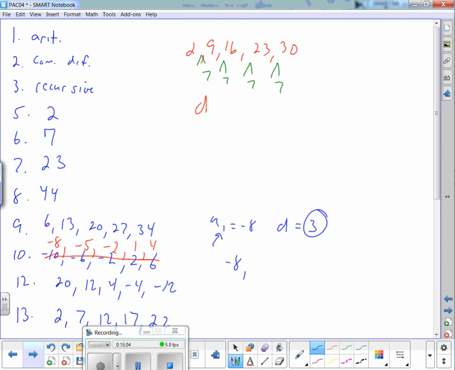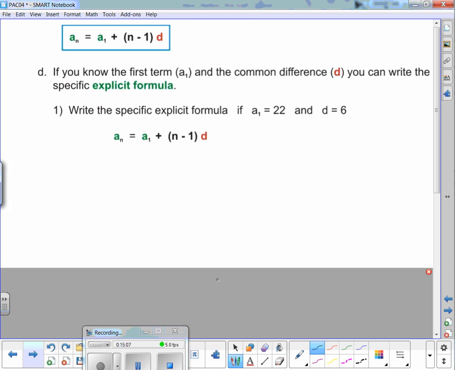All right, let's turn the page here. I'm going to speed up a little. Okay, so there's our explicit formula again. So D says if you know the first term and the common difference, you can write the specific explicit formula. All right, so here again, we're going to write a formula now. But we want the specific explicit formula for this sequence. Got it? We want to make it apply to this sequence. And really, what you simply do is sub in A sub 1, and sub in the value of D. So this is going to go in for A sub 1, right? And this is going to go in for D.